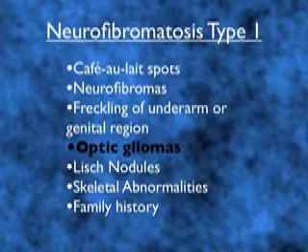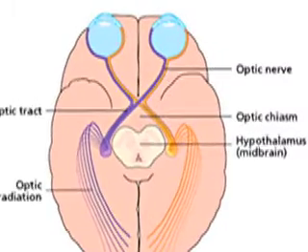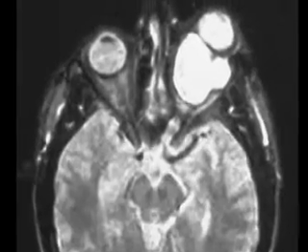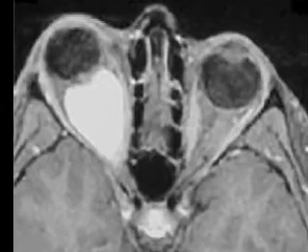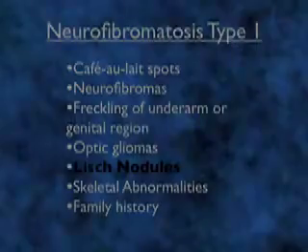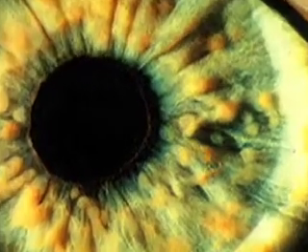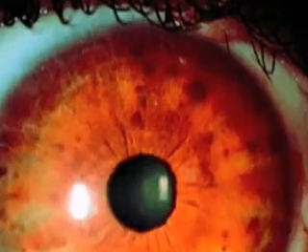Optic gliomas are tumors along the optic nerve or optic chiasm behind the eye. These are fairly common, as 85% of patients diagnosed with NF1 under the age of 15 showed signs of optic gliomas. Lisch nodules are small tumors located on the iris that don't affect vision. Like optic gliomas, they are very common, as 94% of patients above the age of 6 had 2 or more Lisch nodules.